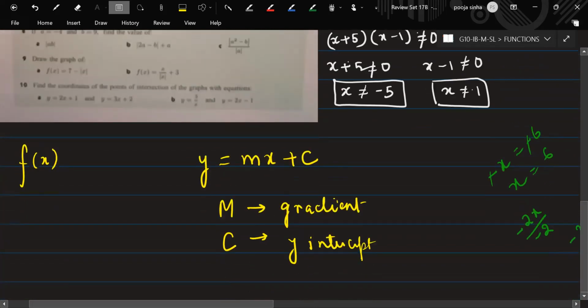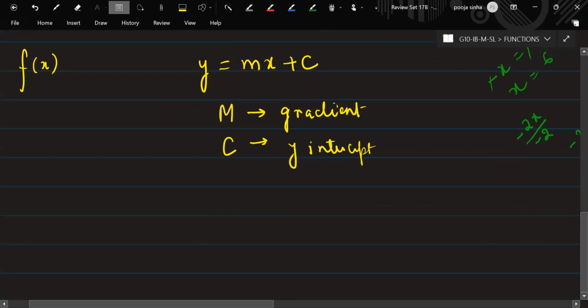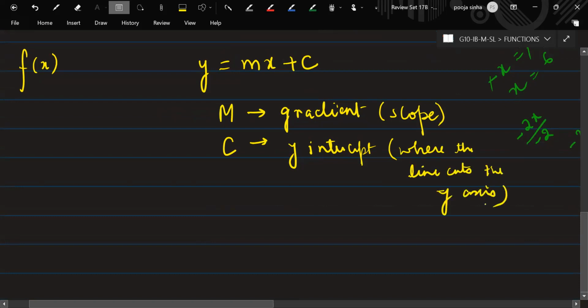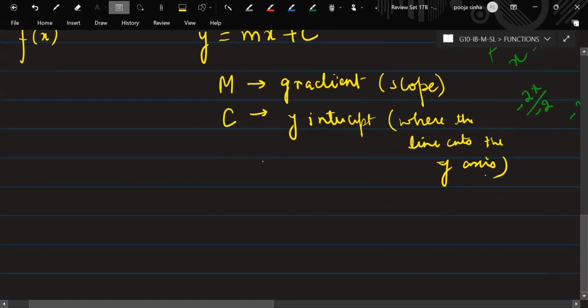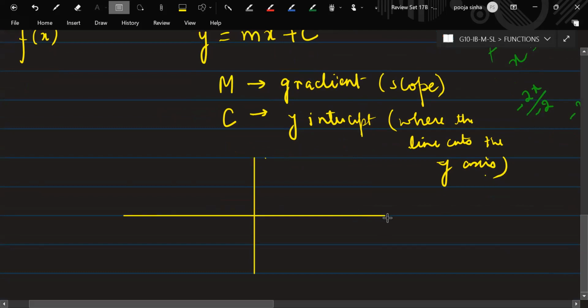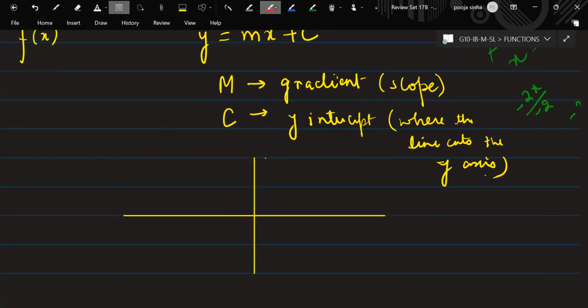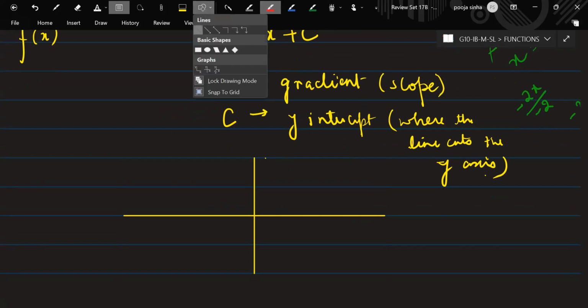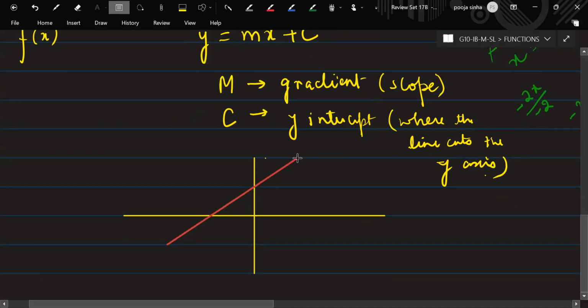Miss, what's a gradient? I'll tell you the formula. Gradient is the slope, how steep it is. And the y-intercept is where the line cuts the y-axis. That's your y-intercept. So suppose I make a graph. Let me just graph it for you quickly. Suppose I get a graph like this and I get a line on this. Suppose I'm not sure what line you will get in this case. Suppose I get it like this, all right?